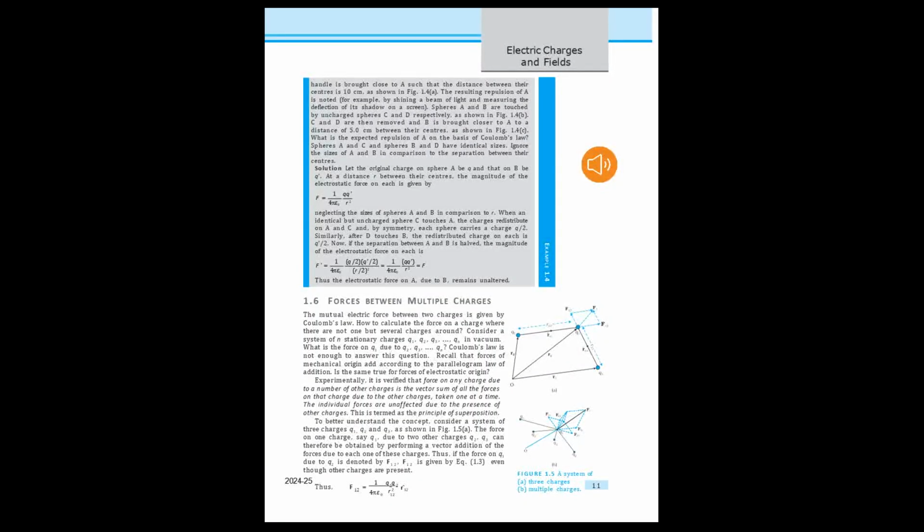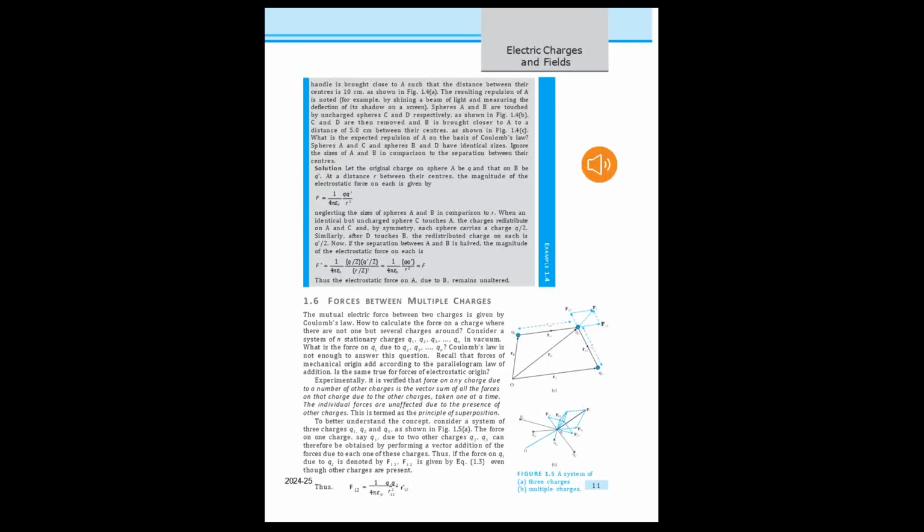Experimentally, it is verified that the force on any charge due to a number of other charges is the vector sum of all the forces on that charge due to the other charges, taken one at a time. The individual forces are unaffected due to the presence of other charges. This is termed as the principle of superposition. To better understand the concept, consider a system of three charges q1, q2 and q3 as shown in diagram 1.5a. The force on one charge, say q1, due to two other charges q2, q3 can therefore be obtained by performing a vector addition of the forces due to each one of these charges.